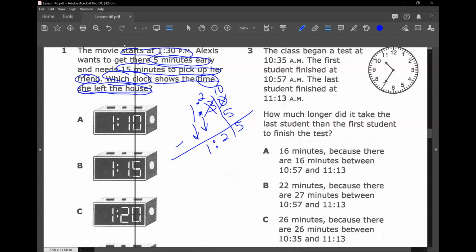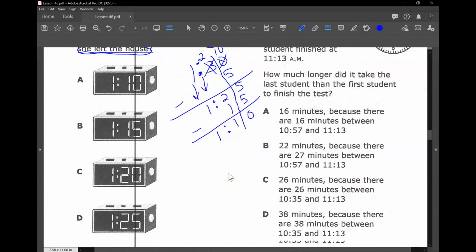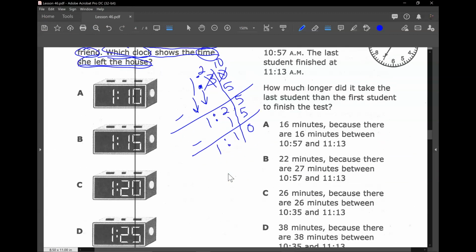But she also needs 15 minutes to pick up her friend. So we have 125. We need to subtract 15. Five minus 5 is 0. 2 minus 1 is 1. 1, 10. Okay. Now, we see and notice that 110 is the answer A.